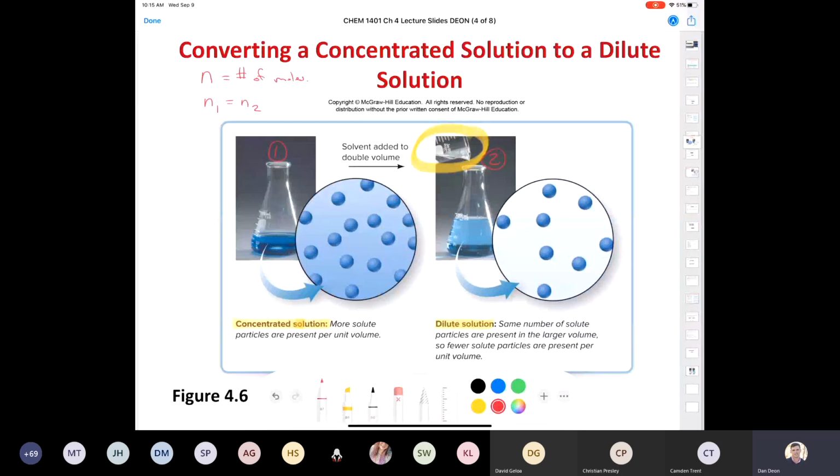The number of moles is not changing. Give me a thumbs up if you understand just that one statement. Number of moles didn't change. Okay, I added more moles of water, but that's not what we're talking about. Water is the solvent. We're talking about the solute.